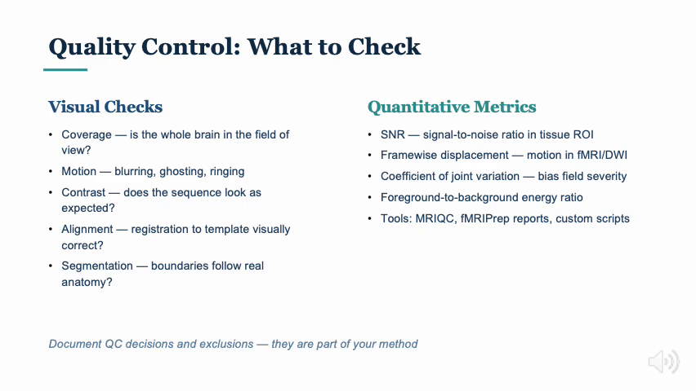And then there are quantitative metrics. Signal to noise ratio in a tissue region of interest, framewise displacement for motion, the coefficient of joint variation for bias field severity, and foreground to background energy ratio. Tools like MRIQC and fMRIPrep generate these reports automatically. Whatever you decide, document your QC decisions and exclusions. They are part of your method.